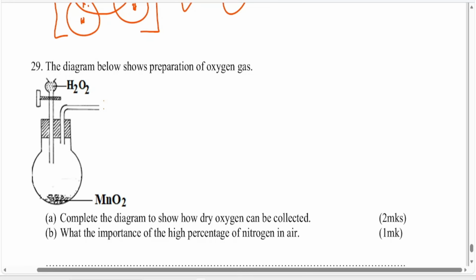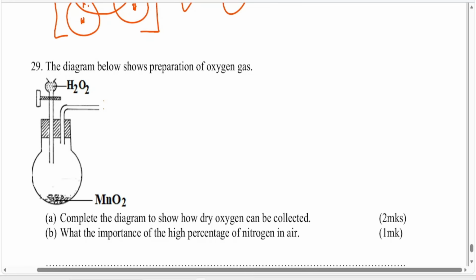This is one of the methods that we use to prepare oxygen gas in the laboratory, by reacting hydrogen peroxide in presence of a catalyst that we call manganese oxide. We also use other methods like reacting sodium peroxide with water. And we also have decomposition of potassium nitrate. It's another method that we can use to prepare oxygen. But in our case here, we are decomposing hydrogen peroxide in presence of manganese oxide.